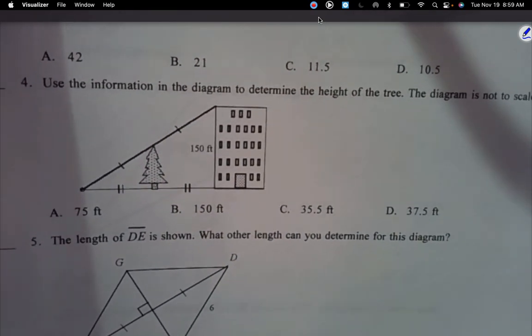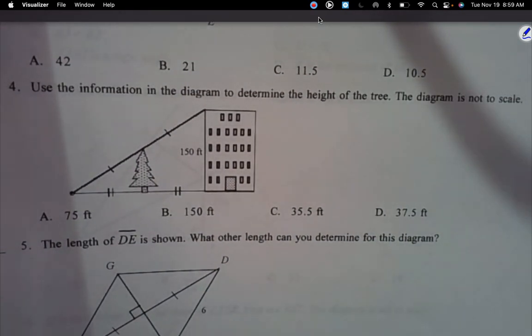Okay, number 4. You see that the tree is the midpoint. Does everybody see that? It doesn't have to say it, it might or might not, but I can see it's in the middle. Those are marked equal. So if the building is 150 feet, how tall is the tree? How would you find it? Divide by 2. What's 150 divided by 2? 75. There's your answer on that one. So those whole first 4 are the same thing over and over.